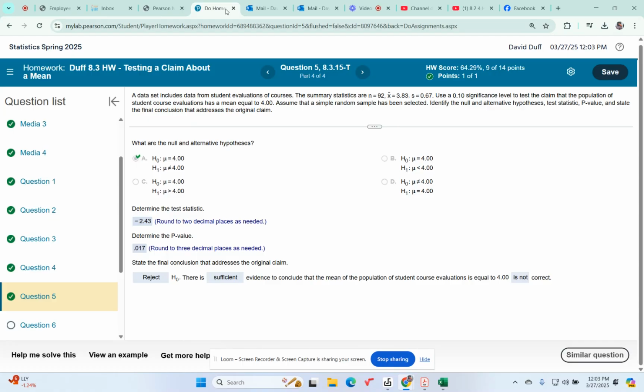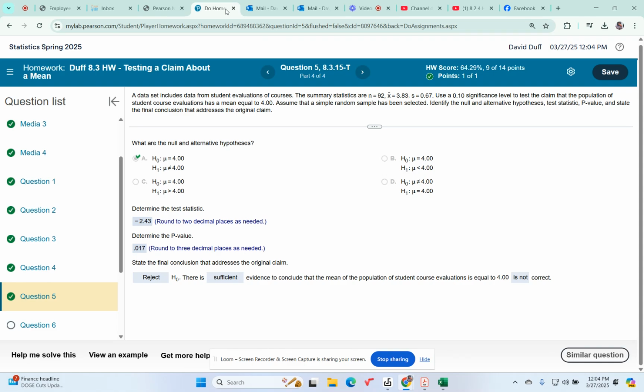Early in the semester, we started talking about discrete versus continuous, right? So that continues to play a role throughout the course of the semester. The binomial is a discrete probability distribution. When we're talking about proportions, those are associated with the binomial. When we're talking about the mean, that's associated with continuous.